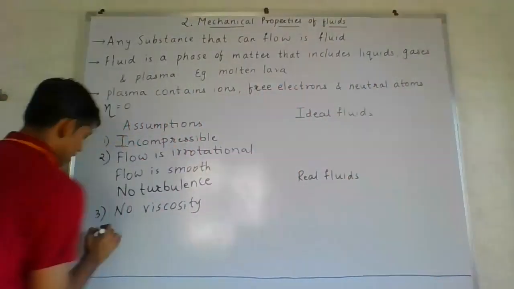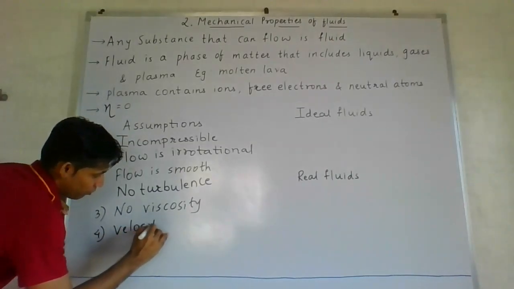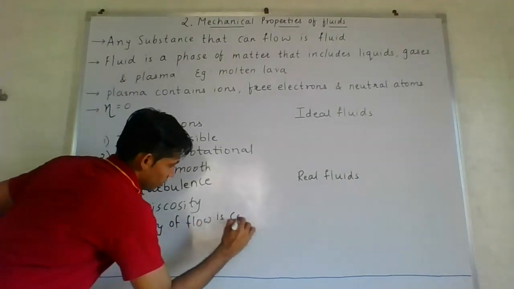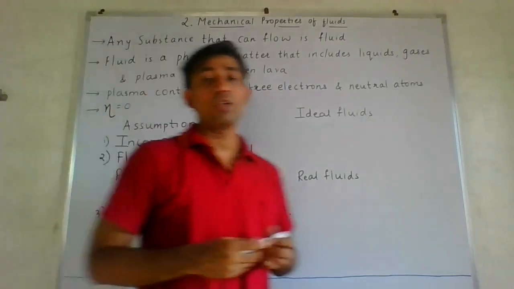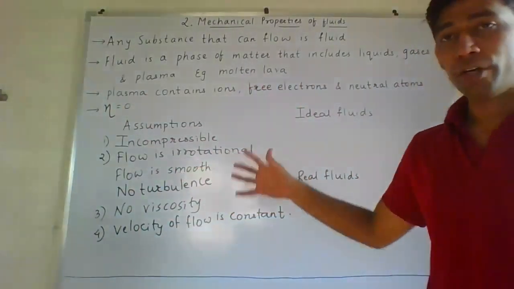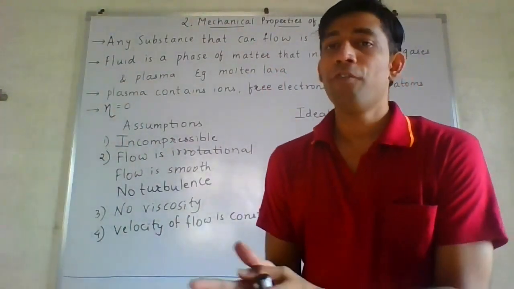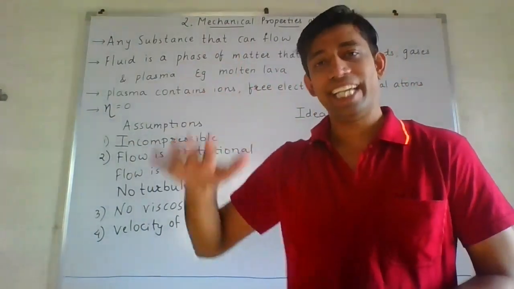Last assumption is the velocity of the flow is to be considered as constant. Velocity of the flow is to be considered as constant. Means whenever a fluid is flowing over a surface, you know that initially the speed will be faster, but after some time the speed will go on decreasing.